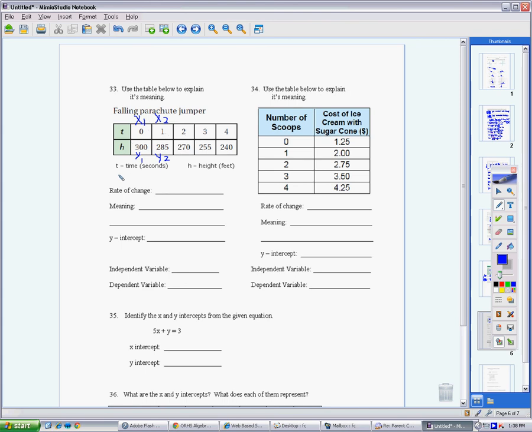So my rate of change is going to be 285 minus 300 over 1 minus 0. And that's going to give me negative 15 over 1, or negative 15. What does that mean? H is height, so I'm going negative 15 feet per second. My time is seconds.